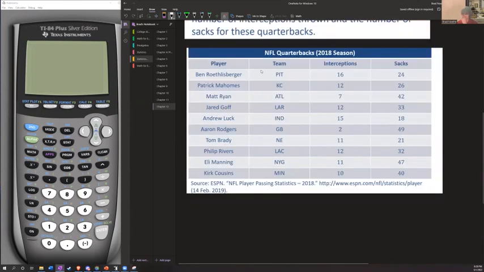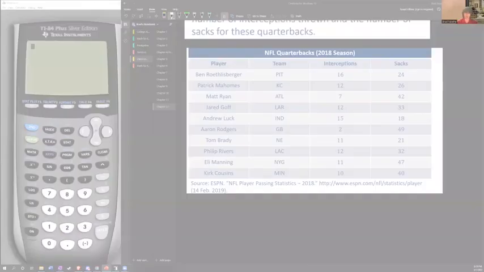So we have these quarterbacks and their interceptions compared with their sacks. So we see 16, 24, 12, 26, 7, 42, and so on. Incidentally, gross, 2 interceptions with 49 sacks. What a crazy person. Anyway, so let's see if there is a relationship by looking at the scatter plot. Now, a scatter plot is just where we are plotting them.